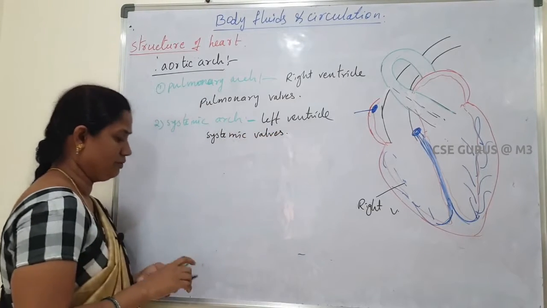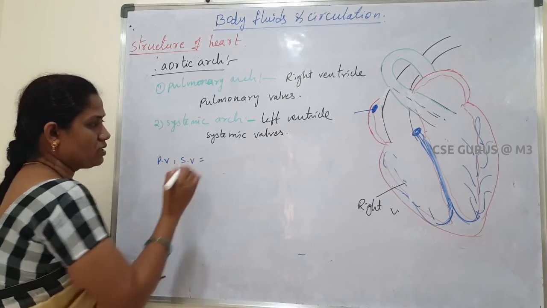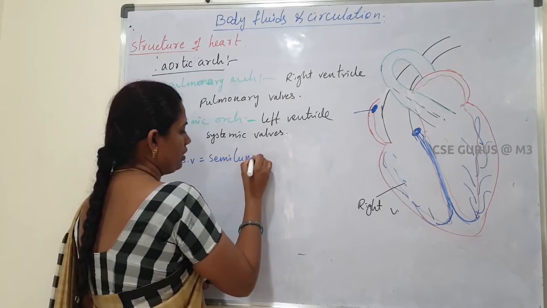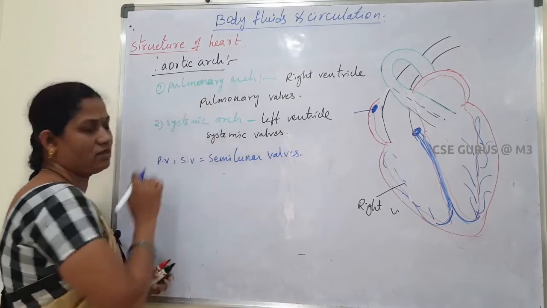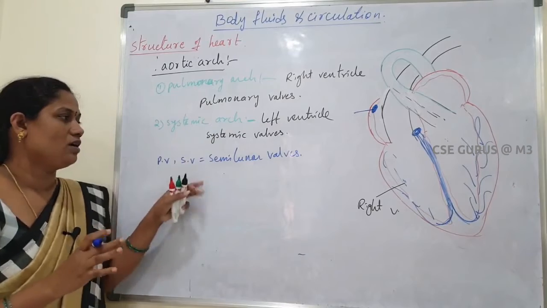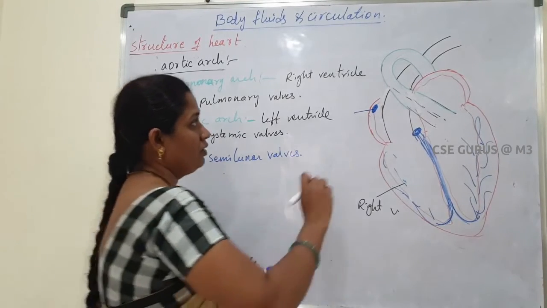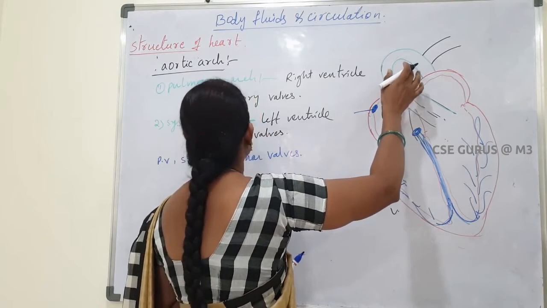Next, the pulmonary valves and systemic valves together are called semilunar valves. Semilunar valves. Next, here are the systemic arc and the pulmonary arc.